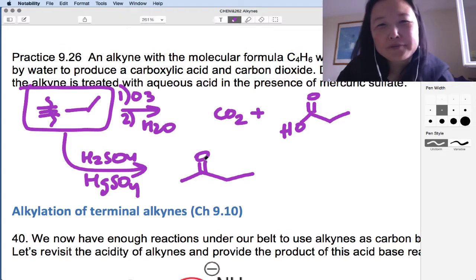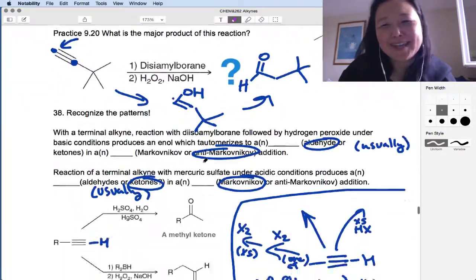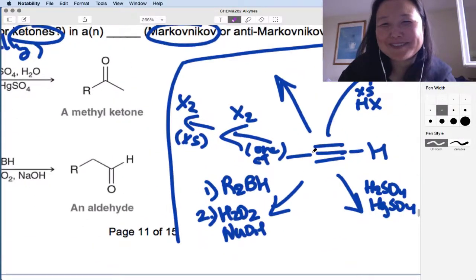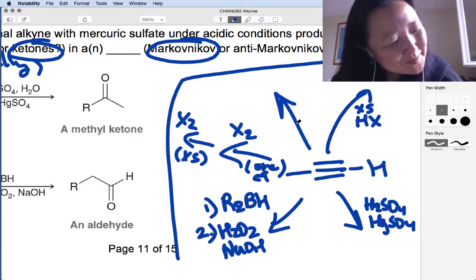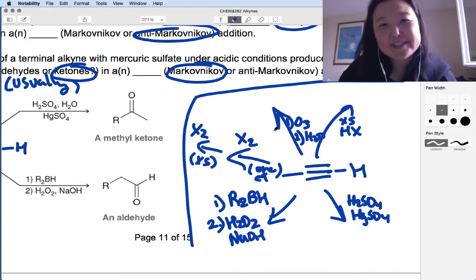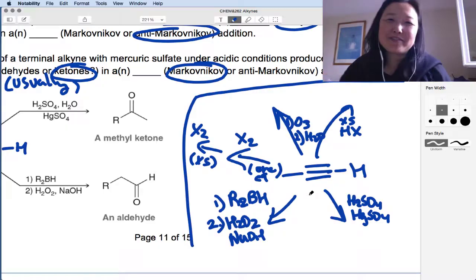Okay, so go back through and add these reactions to your reaction map. I sound like a broken record, but you really need to do that. So go back here, add your ozone and H2O. Just keep adding reactions as you learn them to your map and just let it expand out and grow your tree.